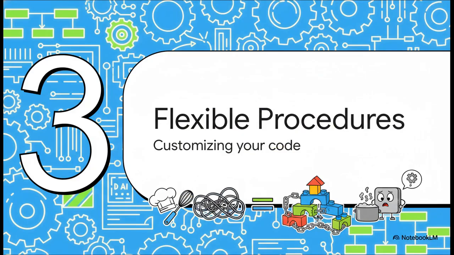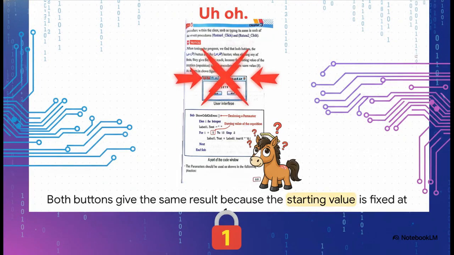But hold on, our nice, clean code has actually created a brand new problem for us. Our recipe is a little too specific. It's not flexible. Let's run the program and see what happens now that we've made this change. Uh-oh, check this out. The odd button and the even button, they're both spitting out the exact same list of odd numbers. Why? Because our procedure's recipe has the starting number stuck on 1. It's a one-trick pony, and that's not what we want.